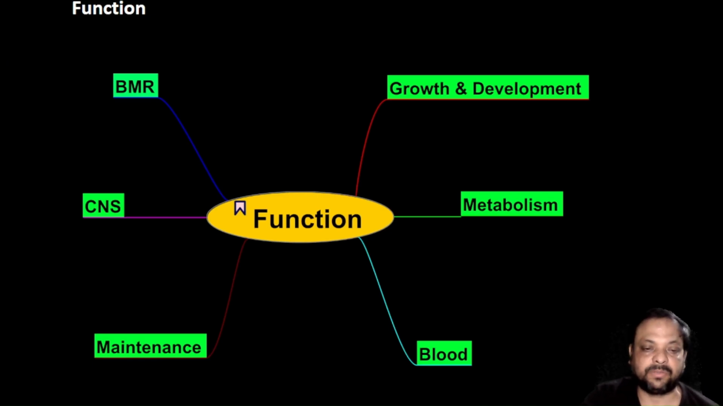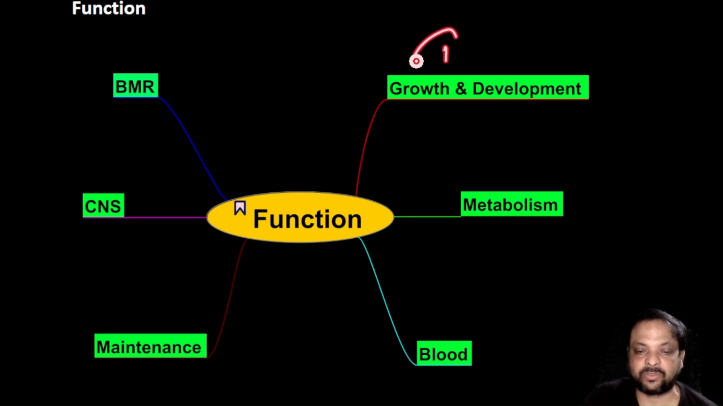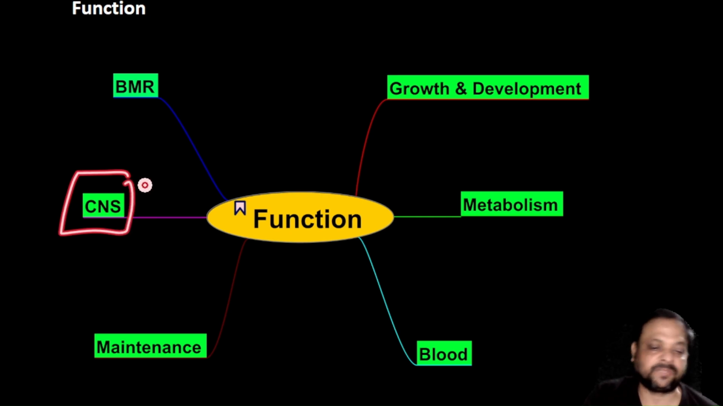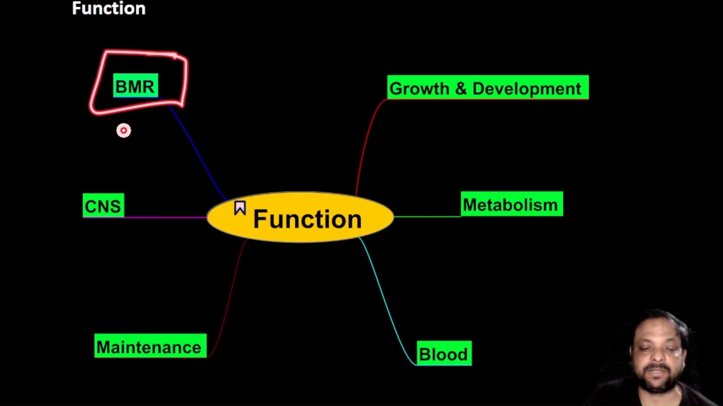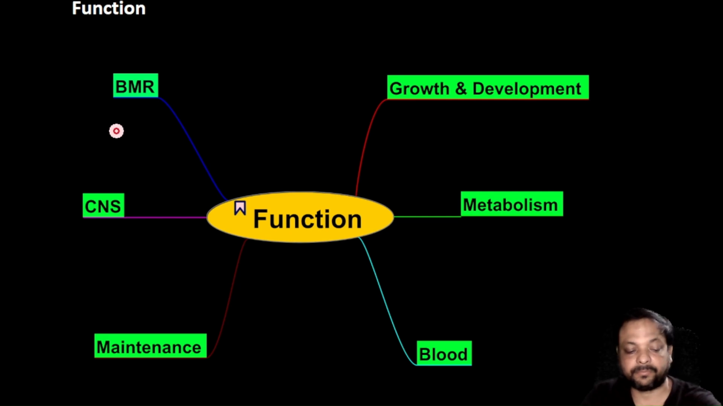So when we deal with the functions, what are the basic functions of the thyroid gland? First we'll discuss growth and development. Then we'll discuss metabolism. Then the role of thyroxine hormone inside the blood, and its role in the maintenance of homeostasis in the body, and its action on the CNS, the central nervous system, and the basal metabolic rate. So these are the six functions of the thyroid gland. Let's discuss them one by one.